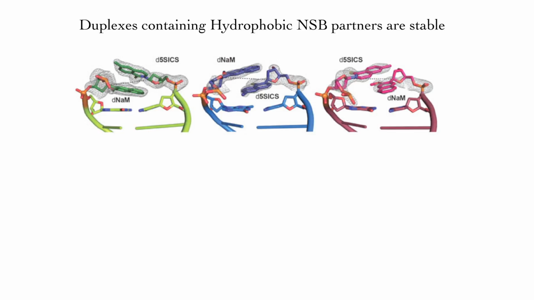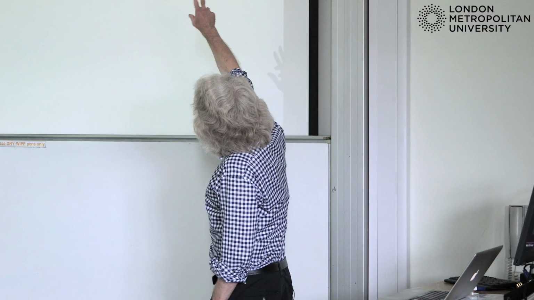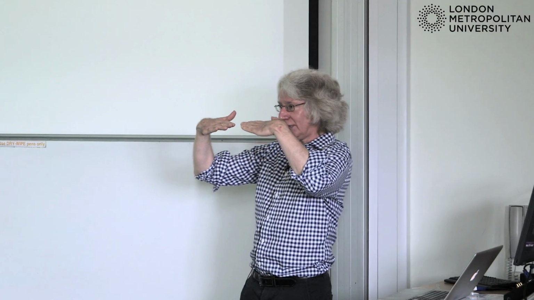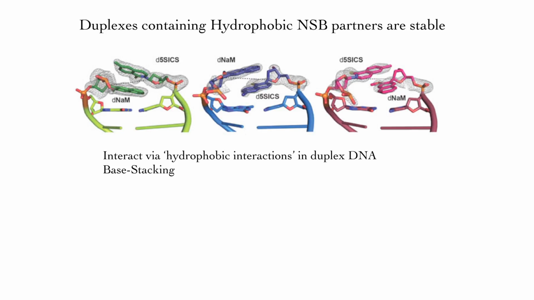Like so. The duplexes containing these are stable. You can see they're forming pi stacking interactions. Whereas you see the naturally occurring base pairs either side of them, these things are stacked on top of each other, whereas the naturally occurring ones are adjacent to each other to enable Watson-Crick hydrogen bonding to occur. That's not possible with these.